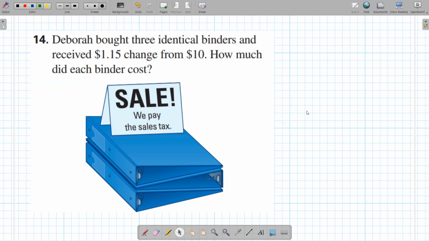No. She received 10 from the cashier back? No, right? She did not receive $10 back from the cashier. 1.15. Yeah, the answer is 1.15. Okay. This is what she got back.